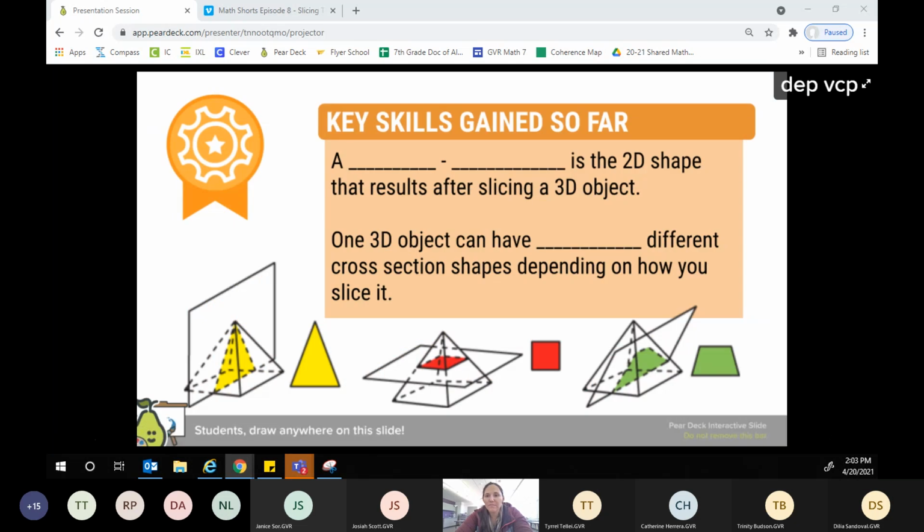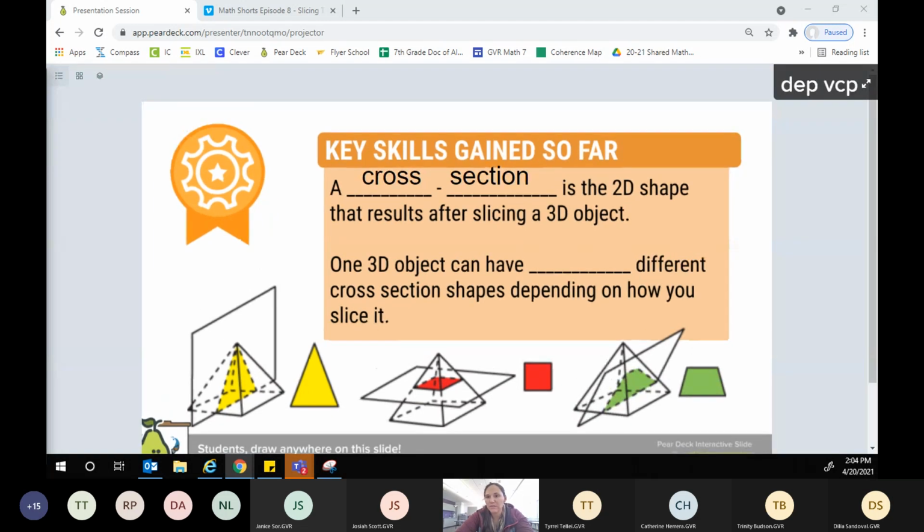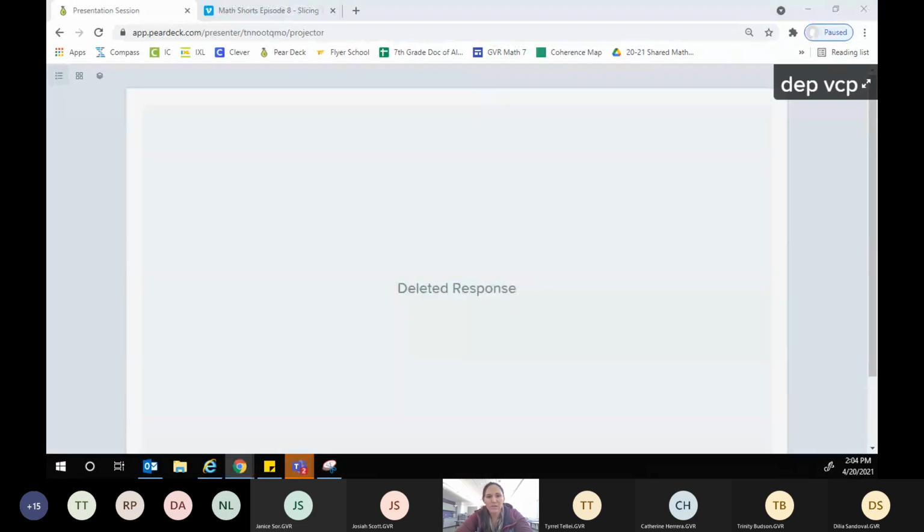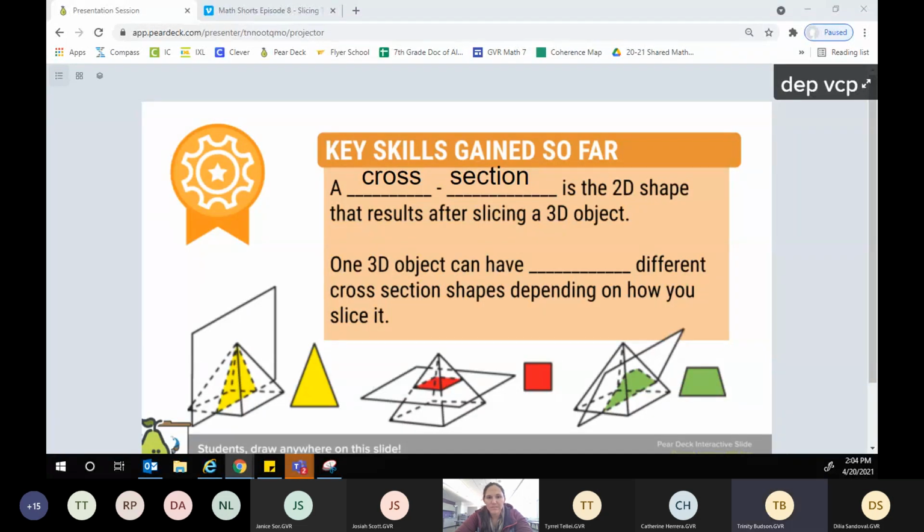All right, key points, and then we're ready for the brain break. Okay, so first one, we got our new vocab word. A cross section is a 2D shape that results from slicing a 3D shape, Fruit Ninja style. Fruit Ninjas. Oops. Oh, I just deleted my response. Oh my goodness. I got it back. It's okay.